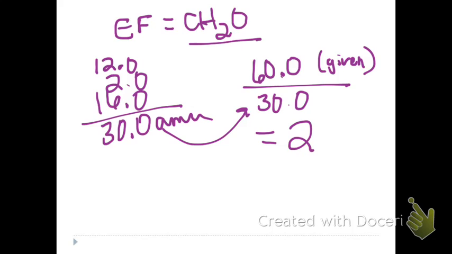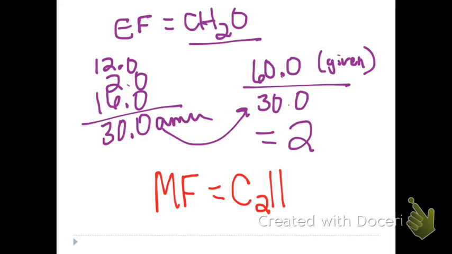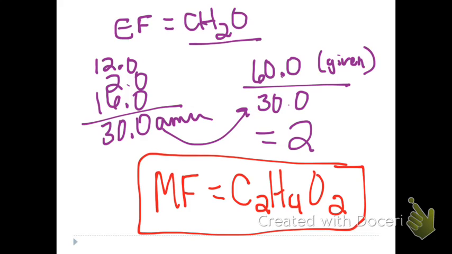That tells you that your molecular formula is twice the size of your empirical formula. So when you multiply the subscripts of the empirical by 2, you're going to get the molecular, C2H4O2. And then you're done.